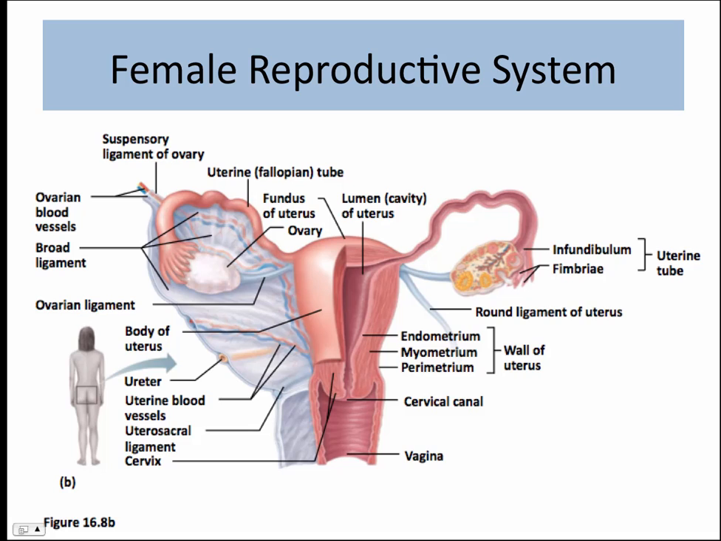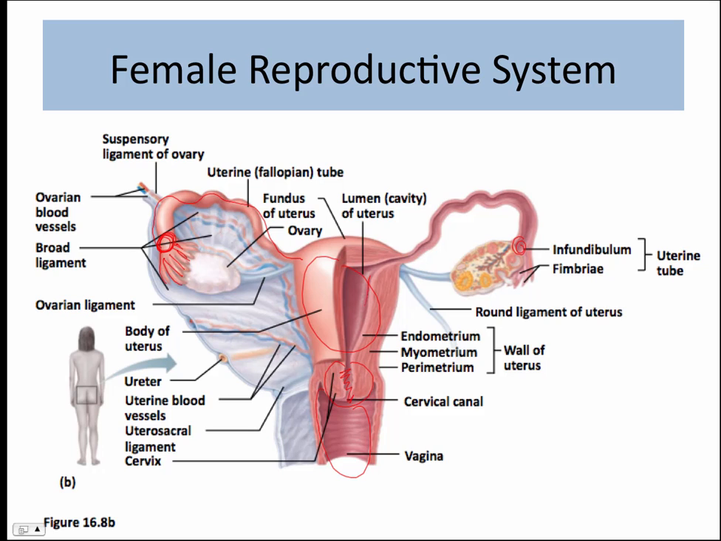Let's now move on to the female reproductive system. A couple of structures. We have the vagina. Here we have the uterus. Separating the uterus from the vagina is the cervix. And here we have the cervical canal. Out here we have the uterine tube, also known as the fallopian tube. And these finger-like projections surrounding the ovary are called fimbriae. This first region where our oocyte will enter into our fallopian tube is called the infundibulum.